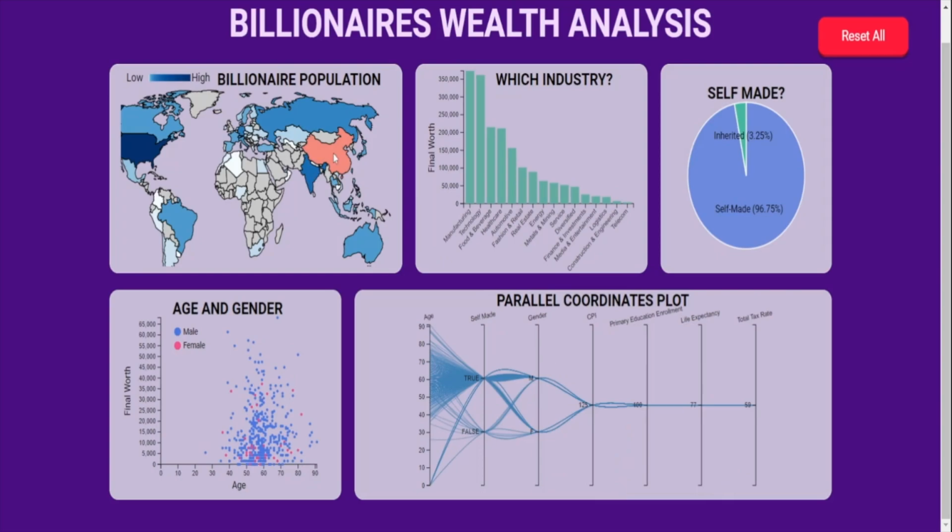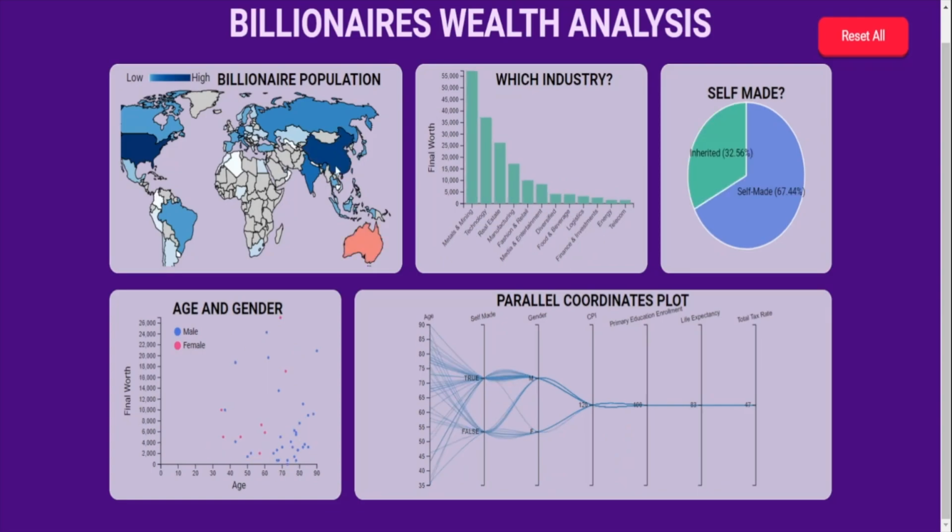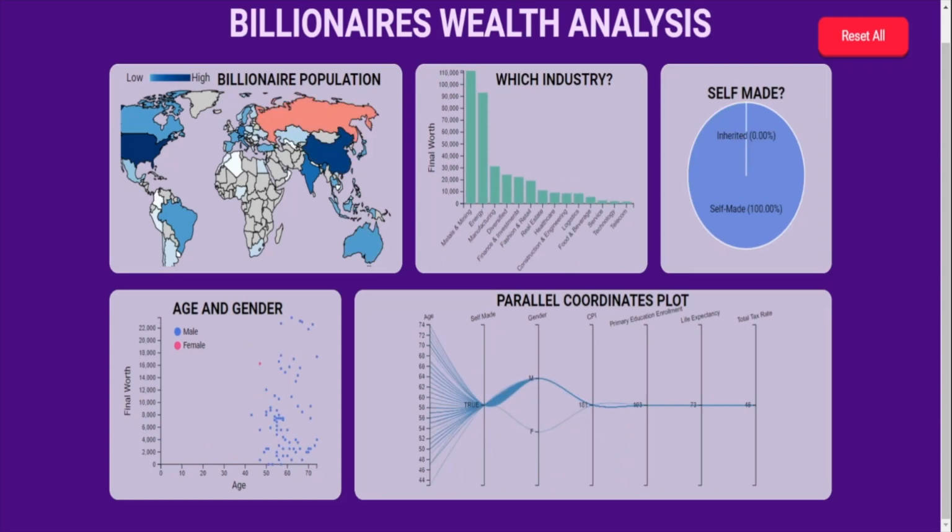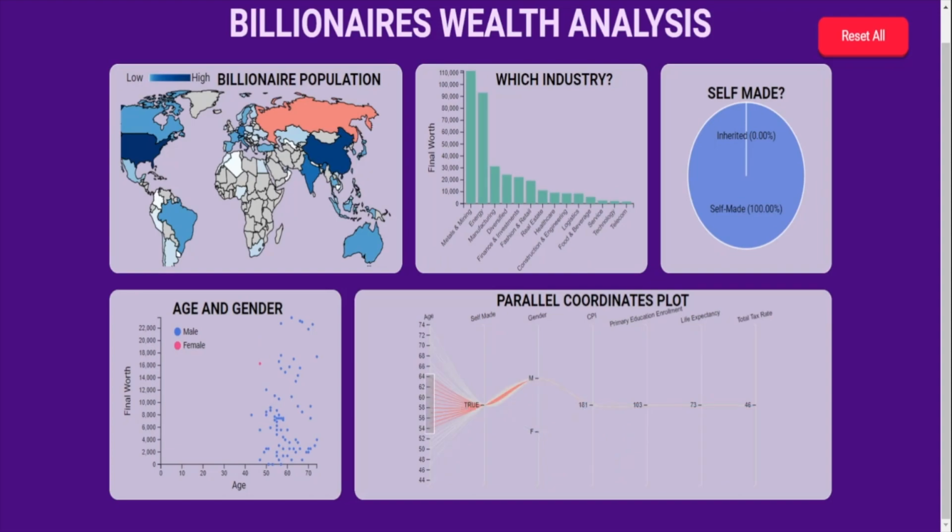If I choose China, I'm able to see the values that the country has, with a life expectancy of 77 and a tax rate of 59. Similarly, we can do that for all different countries. And on top of that, we can add a brush to see how our values can be highlighted.